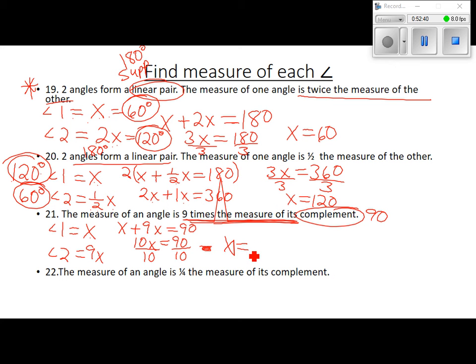X equals 9. Once we know x is 9, we come back here and we plug in. So this angle is 9 degrees. This one is 9 times 9, which is 81 degrees. Those are our 2 angles.